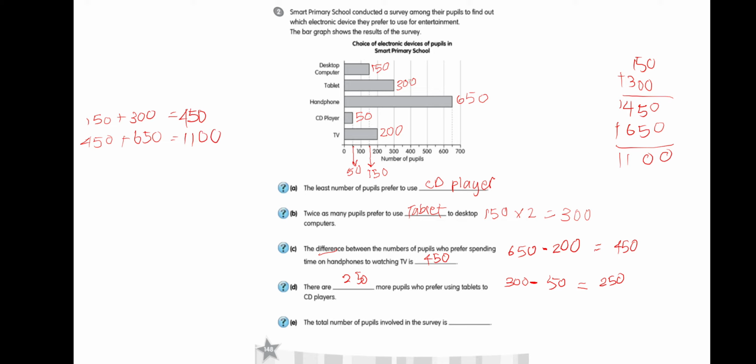Alright, now we have done with these three numbers. We move on to the next one, which is 50. So we plus 50. Then we are left with the last addition, plus 200. So we have found the final answer. The total number of pupils in this survey, it's 1,350 pupils.